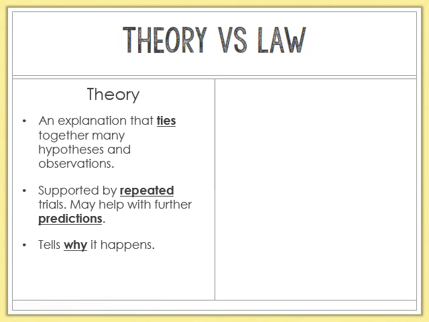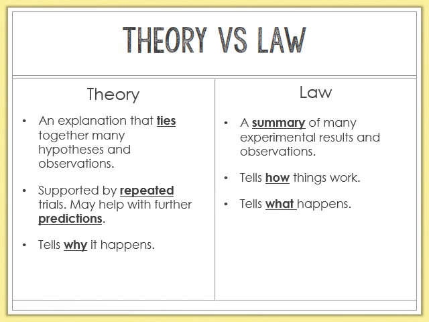All right, so last thing we're going to discuss is the difference between a theory and a law. A theory is an explanation that's going to tie together many hypotheses and observations. It's supported by repeated trials, and it's going to help you with further predictions. So here's what's important about a theory. It tells you why something happens. On the other hand, a law is just a summary of many experimental results, and it tells you how things work, and it tells you what happens. It doesn't tell you why it happens. So there is a difference between.